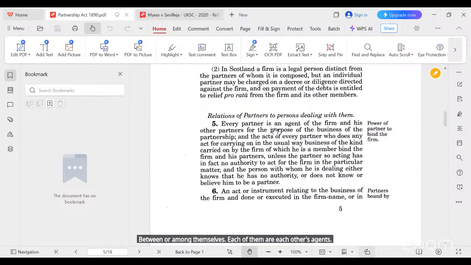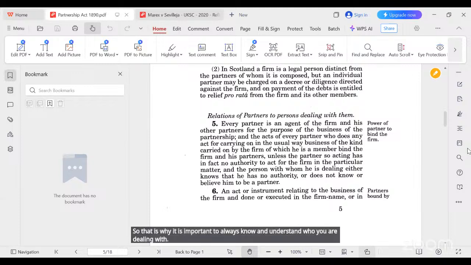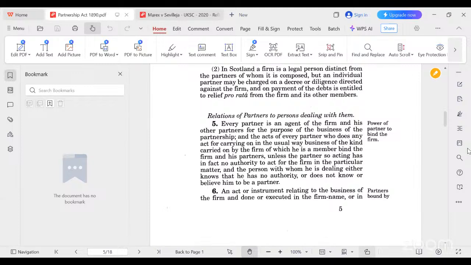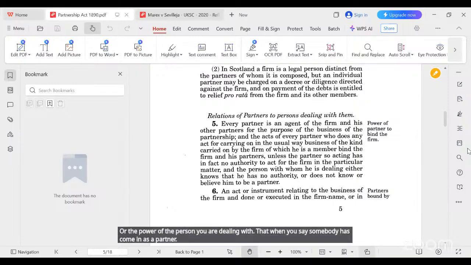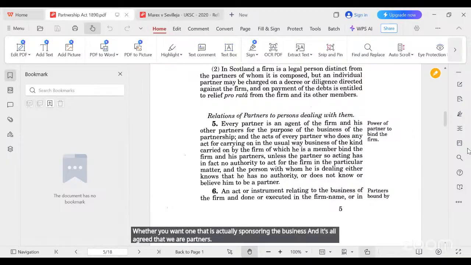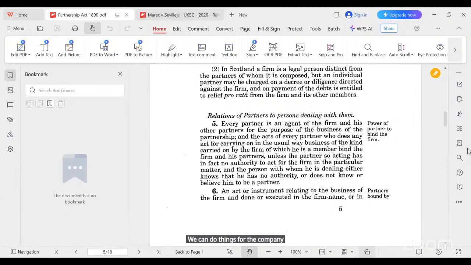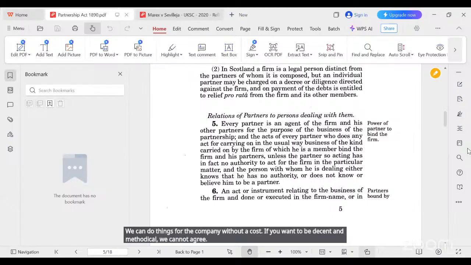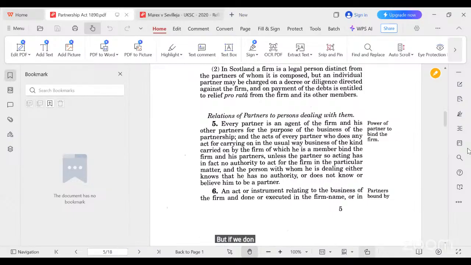So that is why it is important to always know and understand who you are dealing with, or the power of the person you are dealing with. When you say somebody has come in as a partner, whether you are the one sponsoring the business, and it's all agreed that we are partners, we can do things for the company without recourse. If you want to be decent and methodical, we can agree. But if we don't talk about it, you do your own.